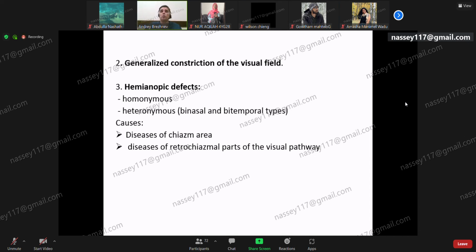What are the main causes of these disorders? Disease of the chiasm area, disease of the retrochiasmal parts of the visual pathway. These are the most frequent etiological factors.